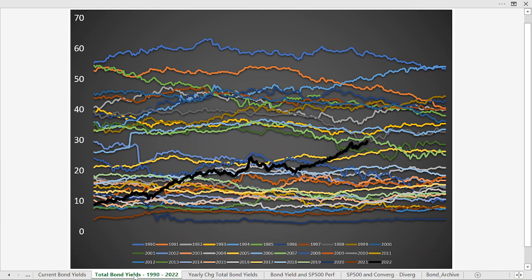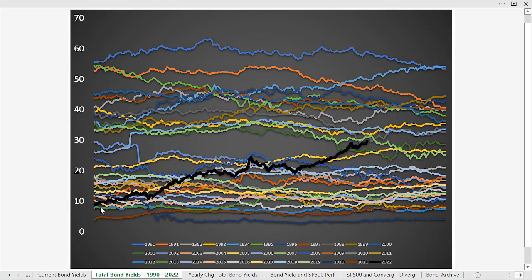So, for example, and this goes back to 1990, every one of these lines on this chart represents a different calendar year. The black dark line over here represents the current year, 2022. And what it shows us is the progression of the total bond yields, meaning if you take the 1 year, the 2 year yield, the 3 year, all the way up to the 30 year, you add them up all together, and that's what we see here over the course of every calendar year.